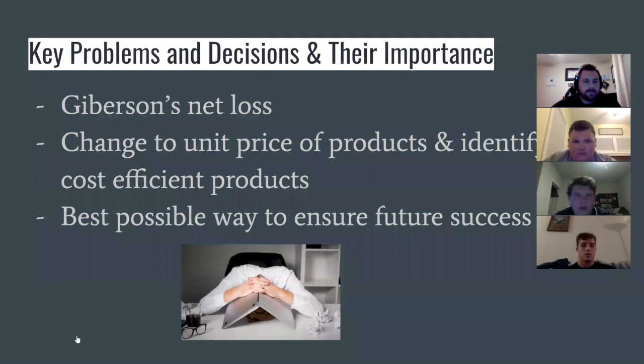So the key problems and decisions and their importance in this case is Giberson's net loss. The main problem of the case is the net loss that is currently coming from the product and sales of his glass products. In order to ensure the future success of the company, we need to find a way to at least break even.